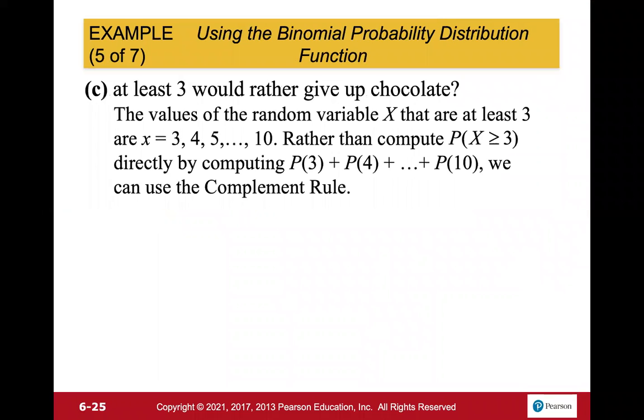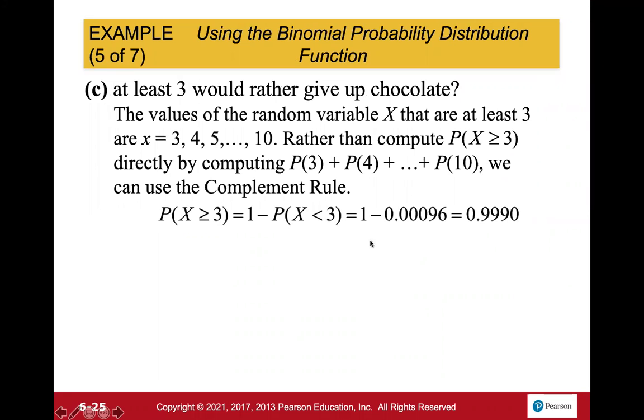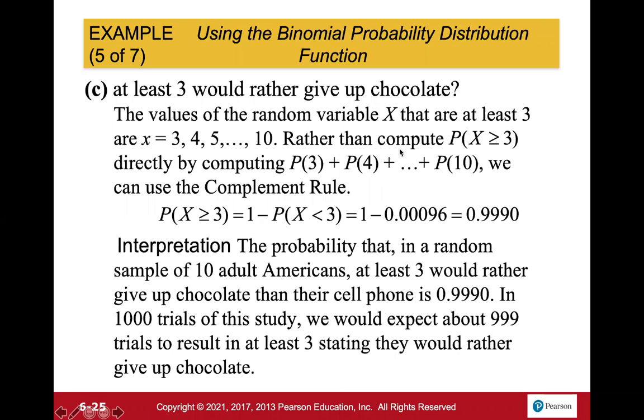So again, the values are going to be from 3 to 10. So we're looking at all those different possibilities. So we either have the probability of X being greater than or equal to 3, or the complement of X being less than 3. So less than 3, remember, is less than or equal to 2, which is what we got here. And now the interpretation.